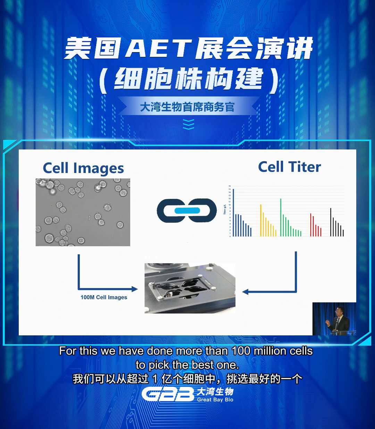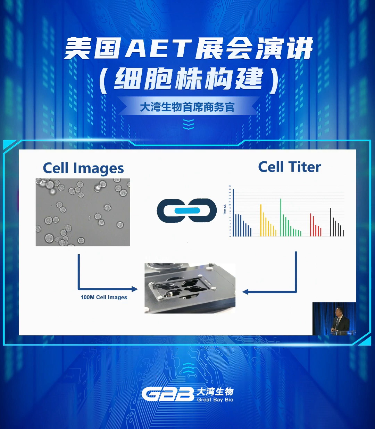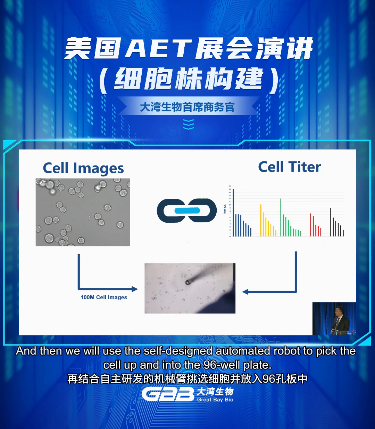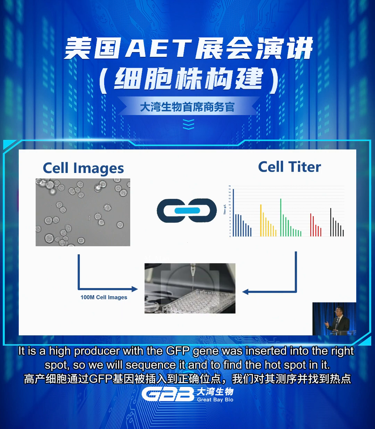For this, we have to screen more than 100 million cells to pick the best one. This shows how we do it. We use a microscope to check the morphology, and we mark the high producers with numbers. Then we use a self-designed automated robot to pick the cells up and put them into a 96-well plate. A high producer means the GFP gene was inserted into the right spot, so we sequence it to find the hotspot.